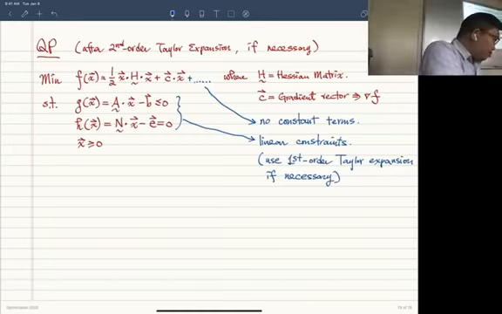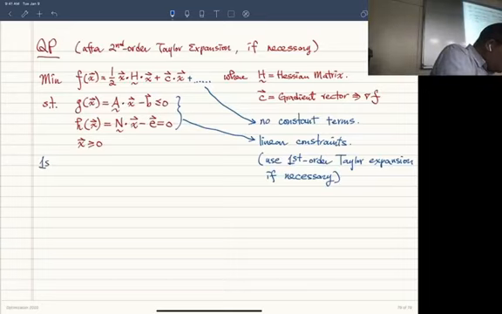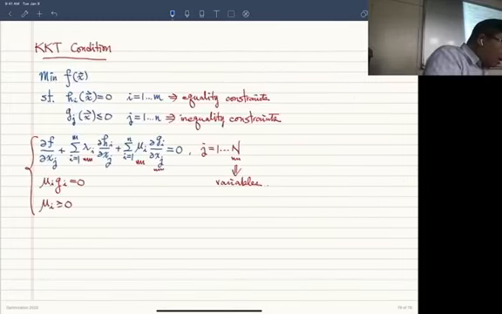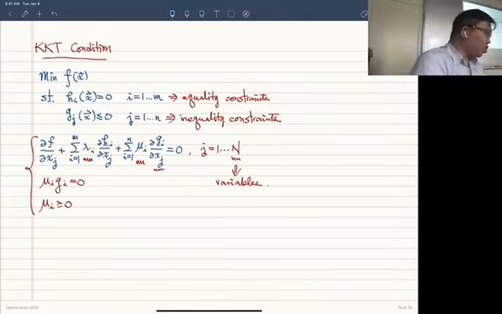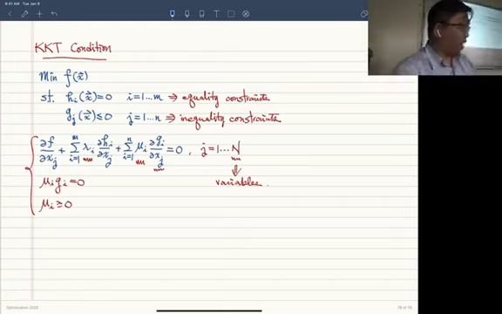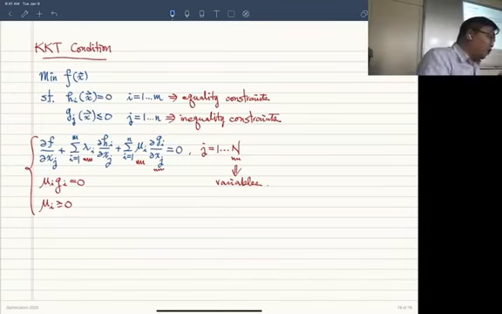And let's quickly review the first equation in KKT condition. What does it look like? It's basically the gradient of f plus some coefficient multiplied by the gradient of h plus some coefficient multiplied by the gradient of g. Okay, so this is the first equation.